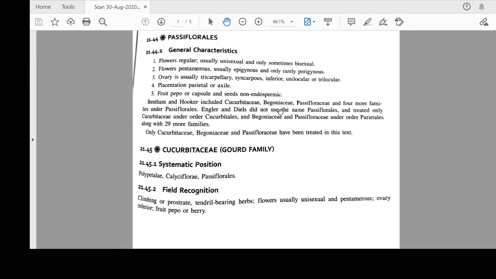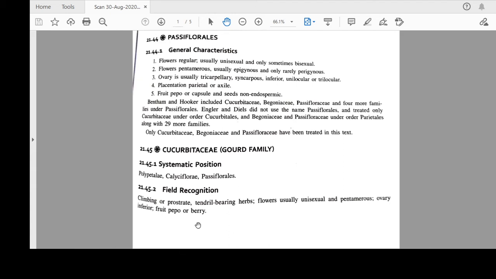Bentham and Hooker included Cucurbitaceae, Bignoniaceae, Passifloraceae, and 4 more families under Passiflorales. Engler and Diels did not use the name Passiflorales and treated Cucurbitaceae under the order Cucurbitales, and Bignoniaceae and Passifloraceae under the order Parietales along with 29 more families. So we consider the classification given by Bentham and Hooker. Systematic position of Cucurbitaceae, or the gourd family, according to Bentham and Hooker: Polypetalae, series Calyciflorae, order Passiflorales, family Cucurbitaceae.